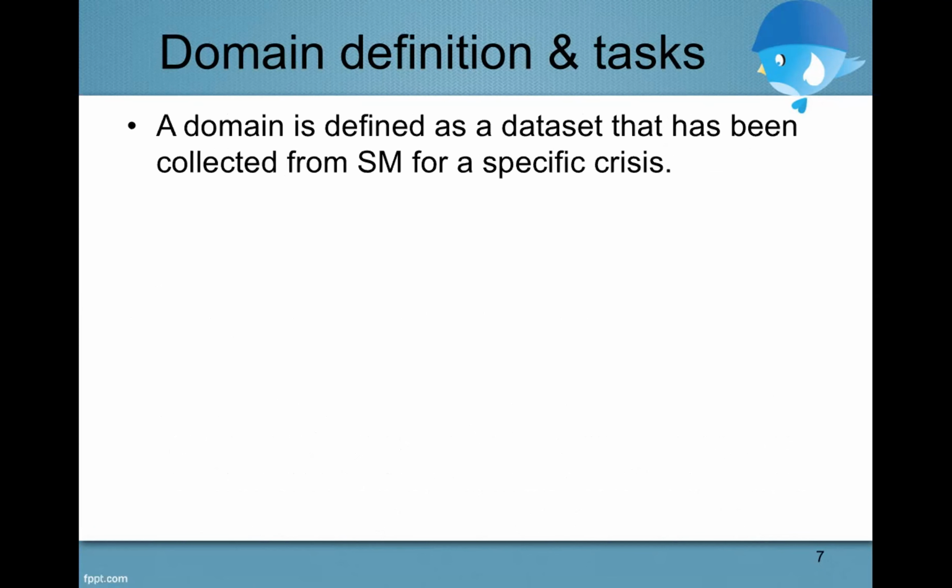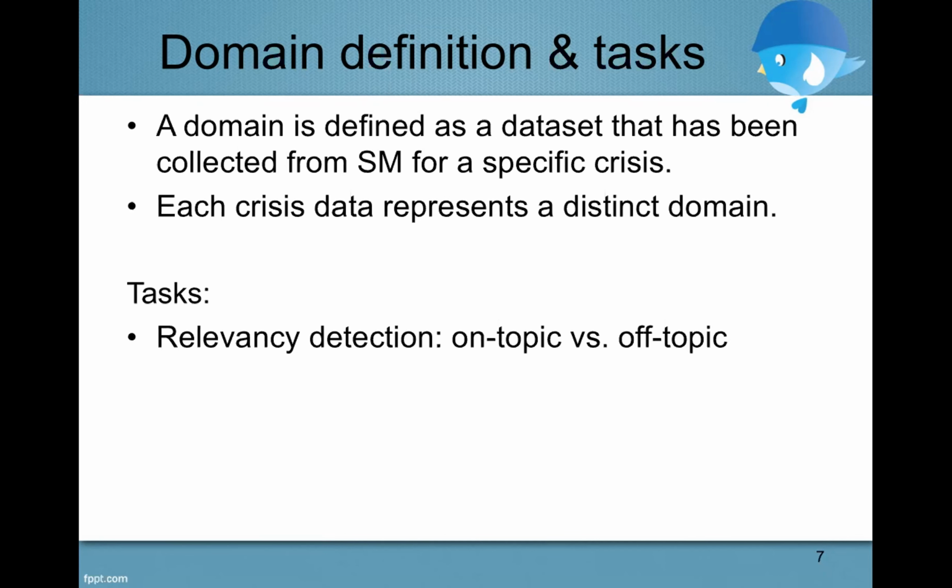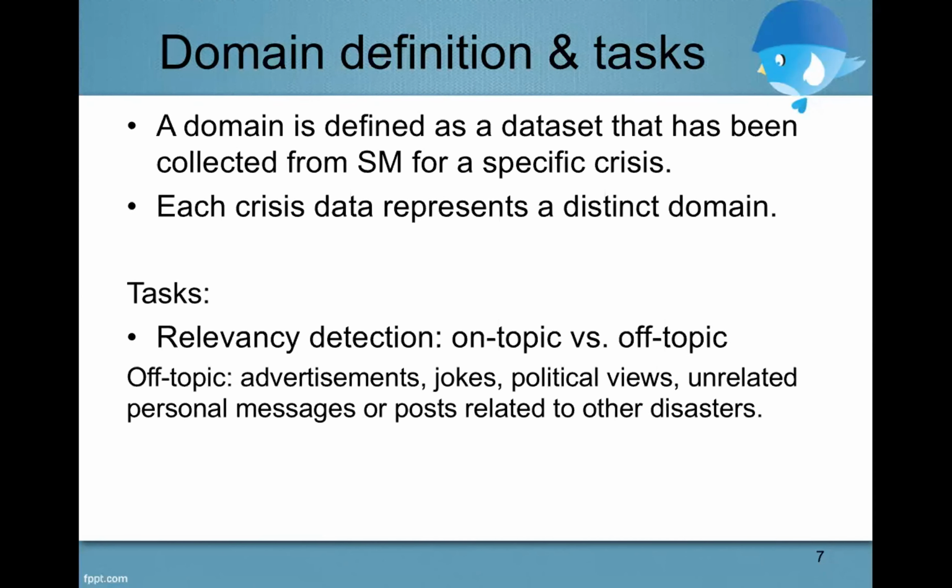Here we define a domain: each crisis presents one domain. So a domain is defined as a dataset that has been collected from social media for a specific crisis. In other words, each crisis dataset represents a distinct domain. And we consider two tasks. The first one is relevancy detection, so it's a binary classification: is this tweet on topic or off topic, relevant or irrelevant to that crisis?